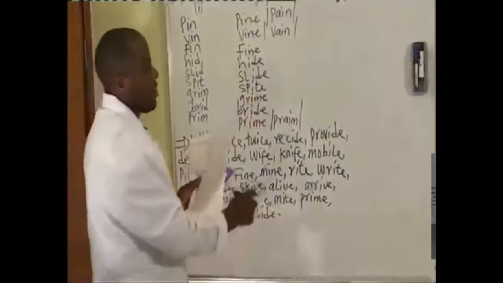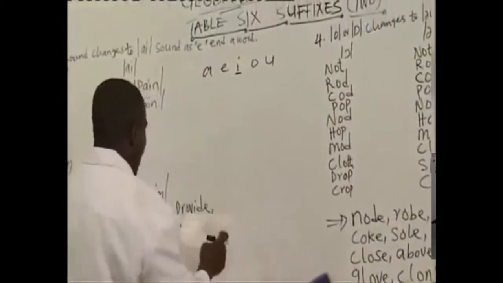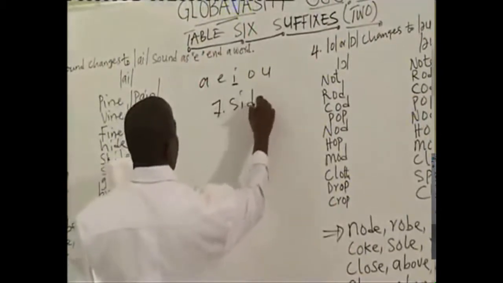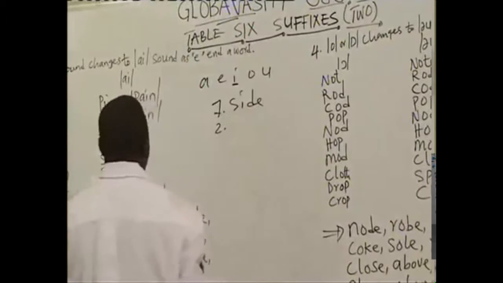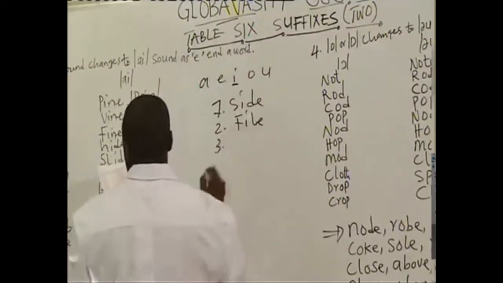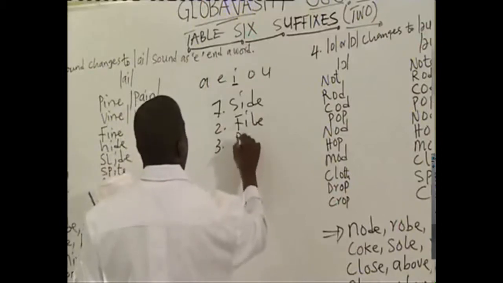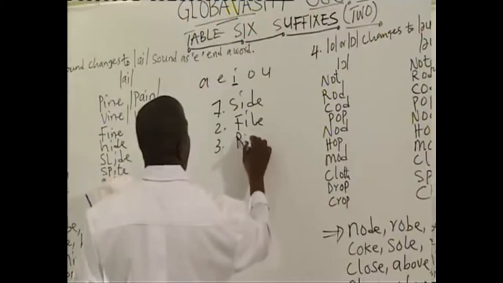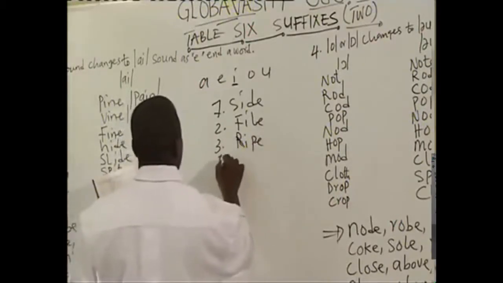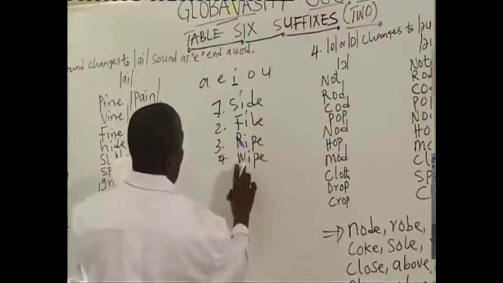You see them? So let us spell. Spell for me now. Let me see if you understand what I mean. Spell number one, side. S-I-D-E. That's correct. Spell number two, file. F-I-L-E. Three, spell ripe. R-I-P-E. Yes, ripe. Spell wipe. W-I-P-E. Yeah, wipe. Are you seeing it?